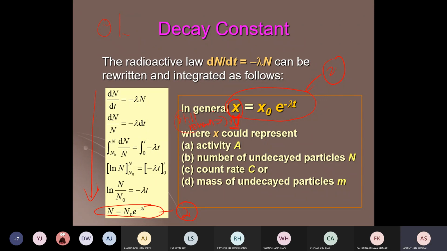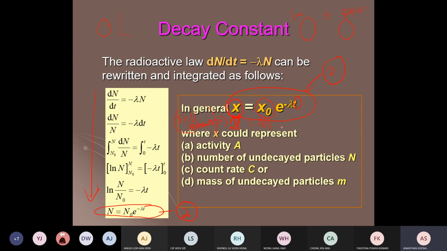Remember, important. The n is what? The number of particles still remaining after time t. Let's say you have 1 million particles, and after time t only 300,000 are left. So n is 300,000 after a certain time. The n naught is the original number of particles at time zero. When the time is zero, what is the number of particles it possesses? That's n naught.